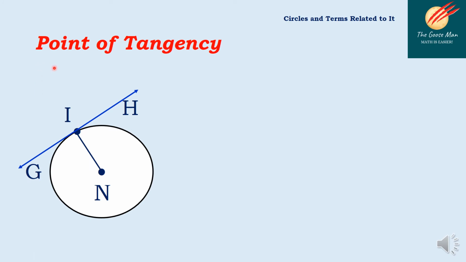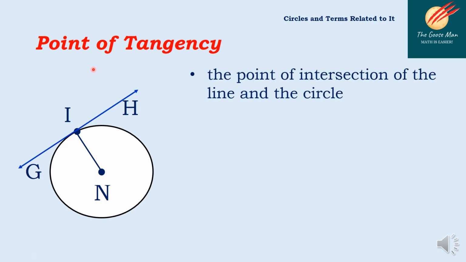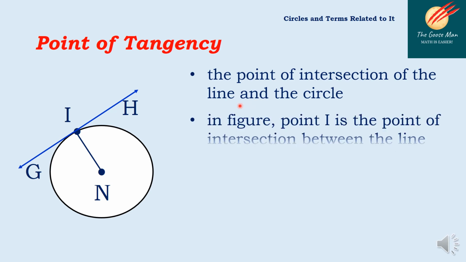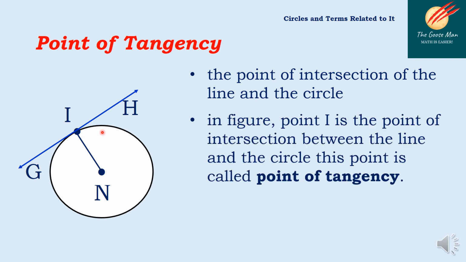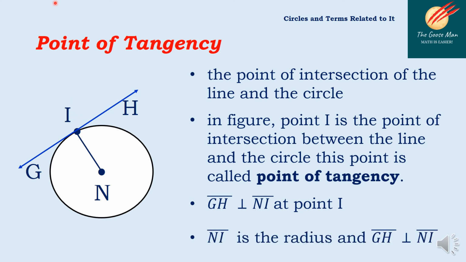Next, we have the point of tangency. Whenever we say point of tangency, this is the point of intersection of a line and the circle. In the figure, point I is the point of intersection between the line and the circle. This is what we call the point of tangency. Take note that the line GH is perpendicular to NI at point I. Again, point I is what we call the point of tangency.